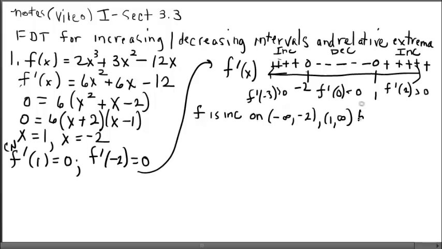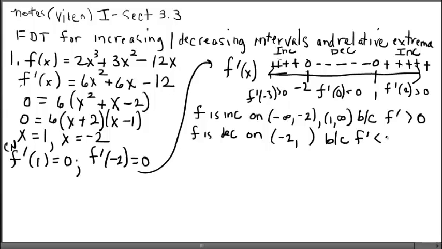Let's justify. I'm going to shorten and abbreviate because the f prime values are greater than 0. And because I have the intervals with parentheses here, I don't have to worry about the "or equal." F is decreasing where the slope of the graph is negative, and that happens to be from -2 to 1, because f prime is less than 0.